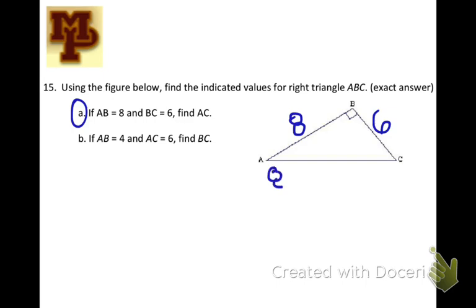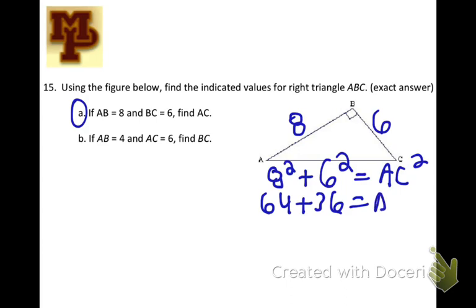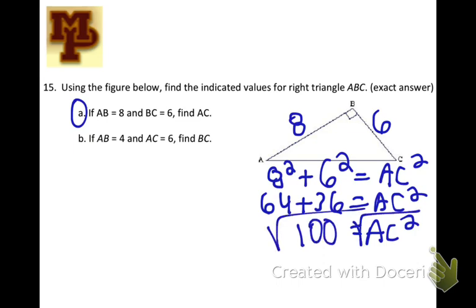So we're going to go 8 squared plus 6 squared is equal to AC squared. So 64 plus 36, AC squared. AC squared is equal to 100. Take the square root. AC has to be 10.